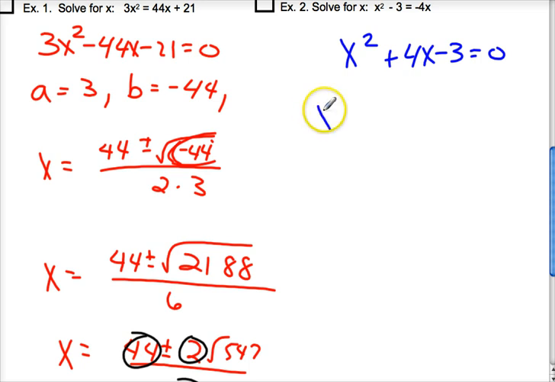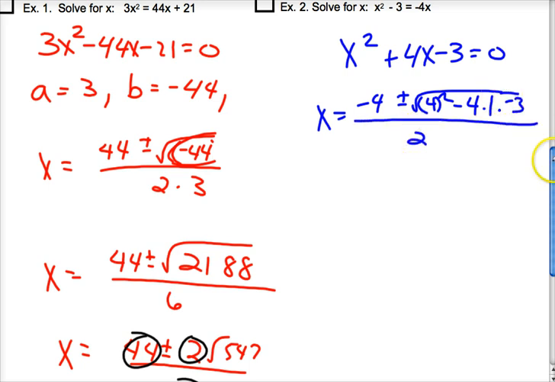So x equals -b, -4, plus or minus the square root of b squared, 4 squared, minus 4 times a, which is 1, times c, which is -3, all over 2 times a, which is still 1. There's our first step. We're going to calculate the discriminant. Just plug that in our calculator.